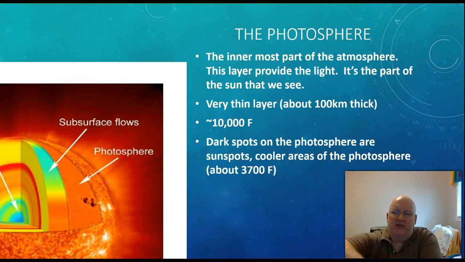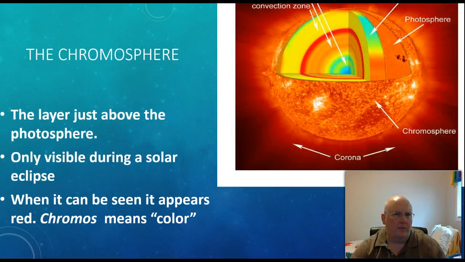The sun is almost 100,000 kilometers in diameter, and this photosphere is only about 100 kilometers thick, so it's a very thin part, and it provides the light from the sun that we see. If you look at the sun with a special telescope, you will see darker spots on the sun. Those are called sunspots, and they're areas of cooler temperature.